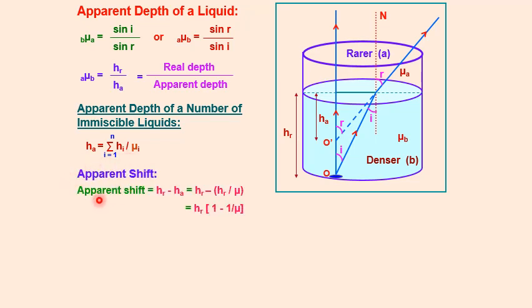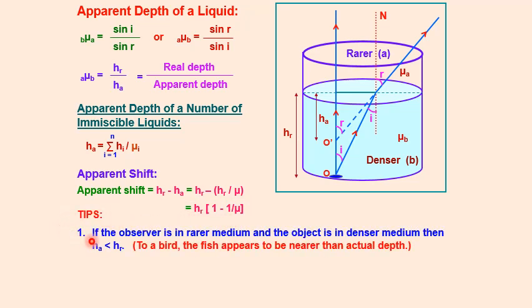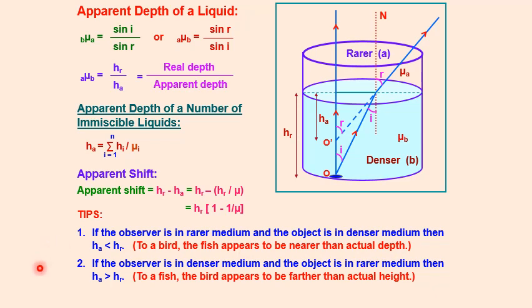Apparent shift. Apparent shift is equal to HR minus HA. So HR minus HR upon mu, that is HR into bracket 1 minus 1 upon mu. Tips. If the observer is in rarer medium and the object is in denser medium, then HA is less than HR. To a bird, the fish appears to be nearer than the actual depth. If the observer is in denser medium and the object is in rarer medium, then HA is greater than HR. To a fish, the bird appears to be farther than the actual height.